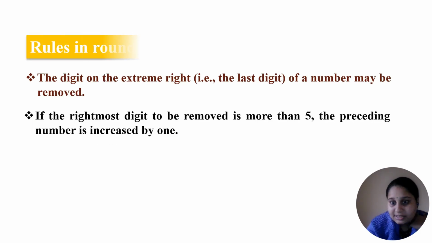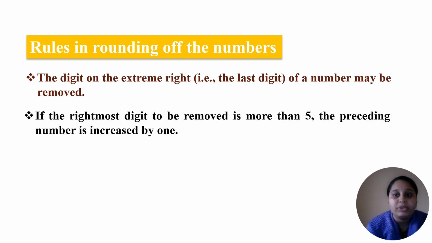Next are the rules for rounding off numbers. The digit on the extreme right, that is the last digit of a number, may be removed. If the digit to be removed is more than 5, the preceding number should be increased by 1. For example, 1.386 becomes 1.39. As the digit being removed, 6, is greater than 5, you round the preceding 8 up to 9, and it is 1.39.